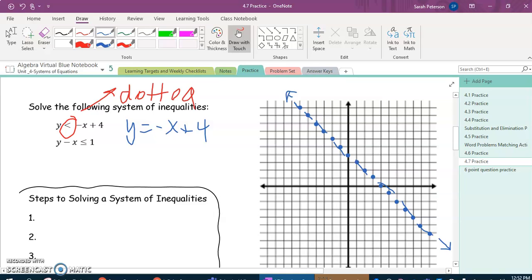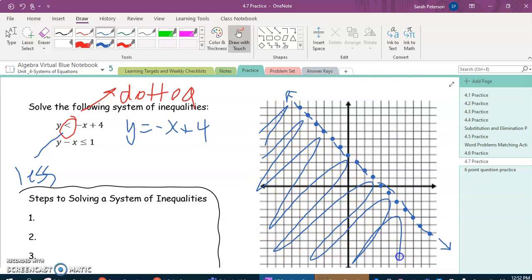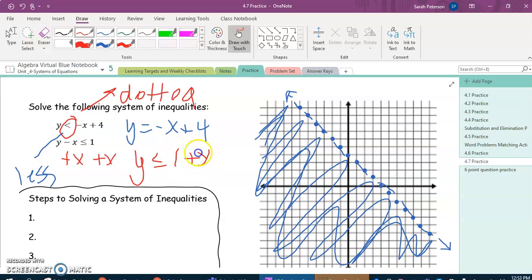And this says y is less than. So if you're looking at your y-axis, y is less than means you're going to shade below. I'm just going to shade less than in blue. And so now I'll graph my other inequality. To graph this one, I'm going to have to get y alone first. So I'll add x on both sides, which gets me y is less than or equal to 1 plus x. I'll graph this one in red.